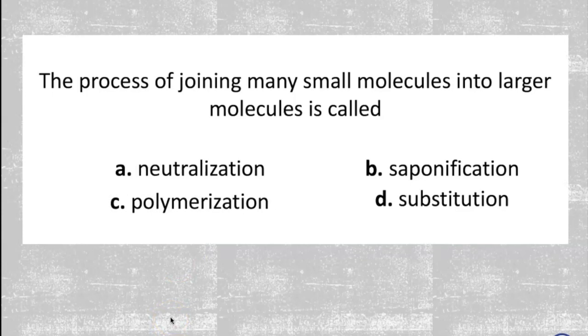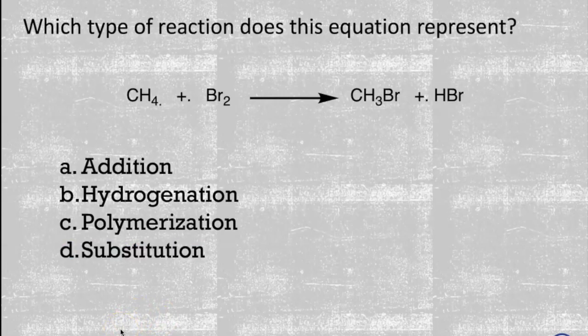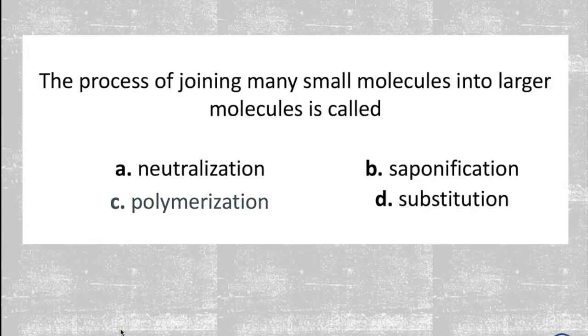In this particular process, this question is asking us, the process of joining small molecules together into larger ones is called, well, we discussed that, these would be known as polymerization reactions, where we're gluing together small molecules like ethene and making much longer, more sophisticated molecules.